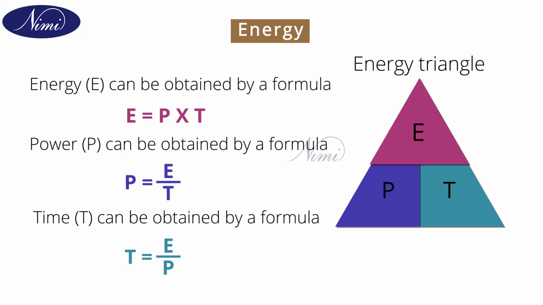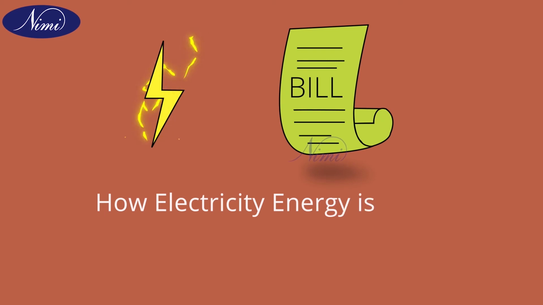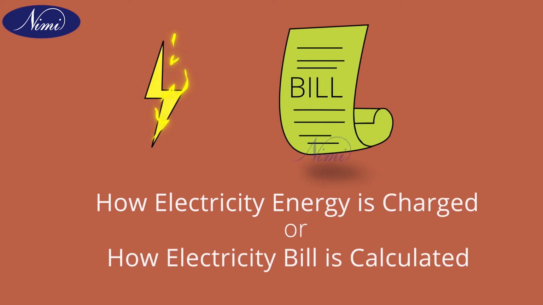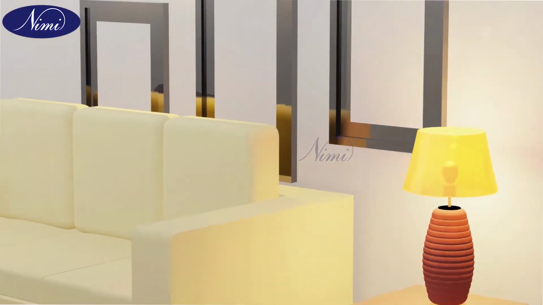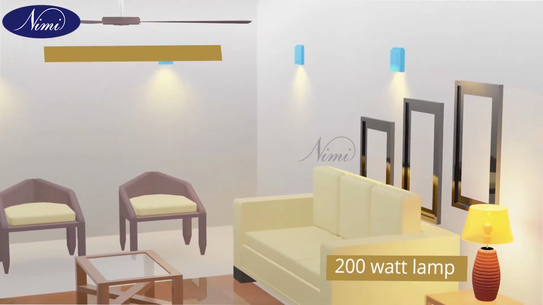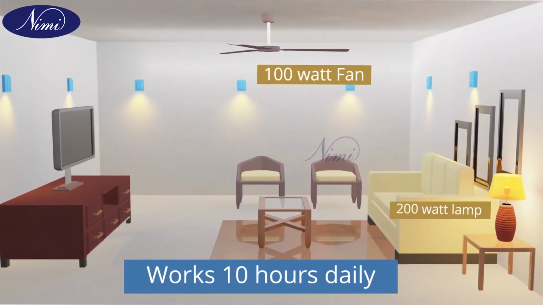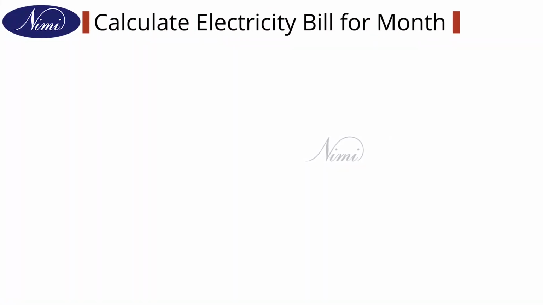Here we are going to see how electrical energy is charged, or how an electricity bill is calculated. Let us assume a 200 watt lamp and a 100 watt fan work 10 hours daily. For this load assumption, we are going to calculate the electricity bill for a month.